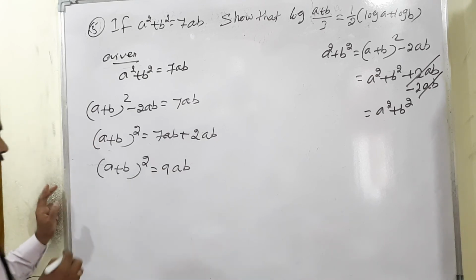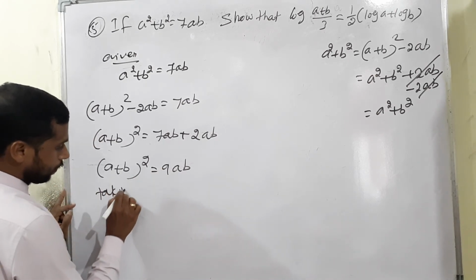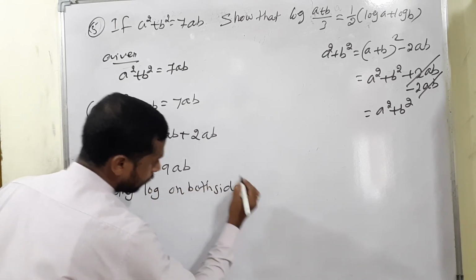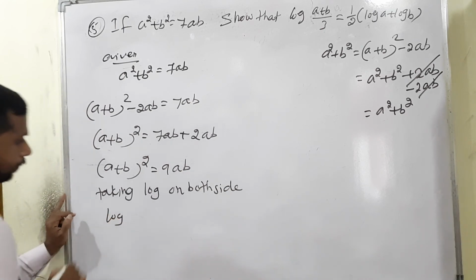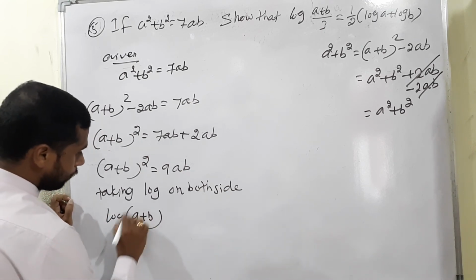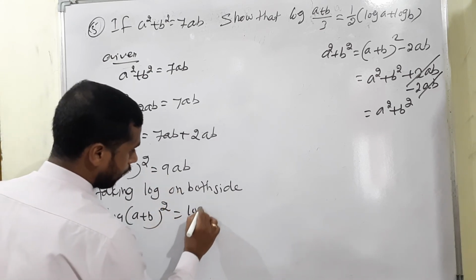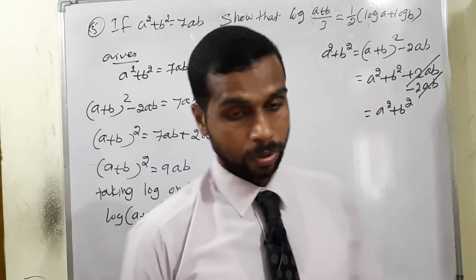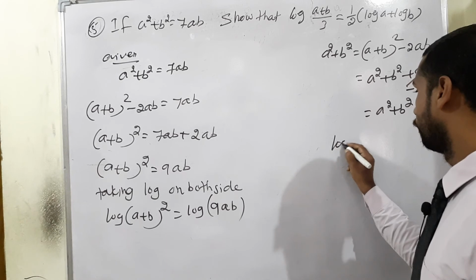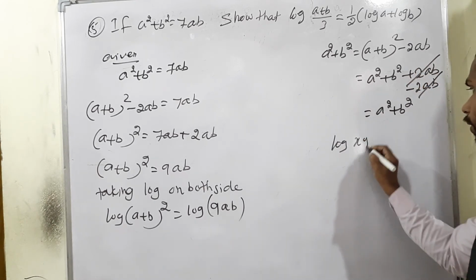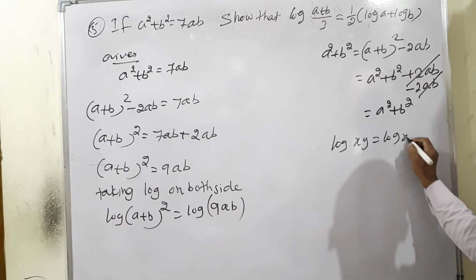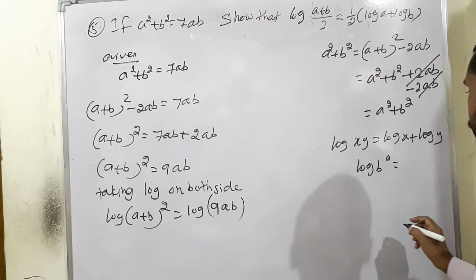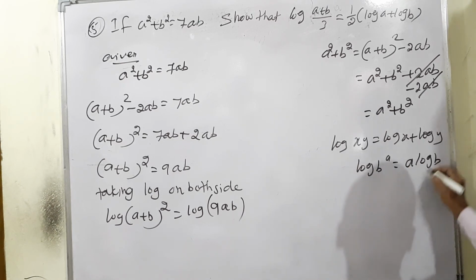Now taking log on both sides. What will happen? Log of (a plus b) the whole square is equal to log of 9ab. Another property we already learned: log xy, the product rule, means log x plus log y. Then the power rule: log b power a means a log b.